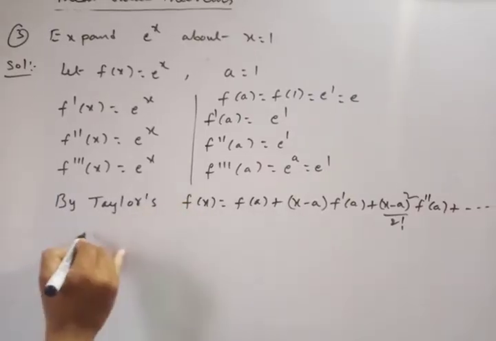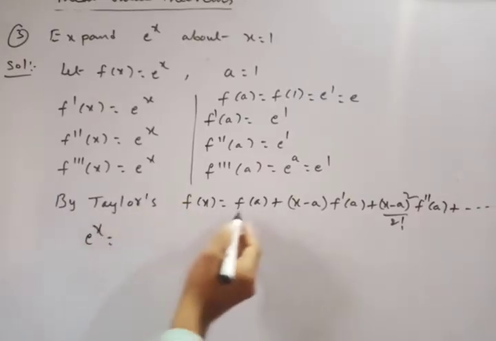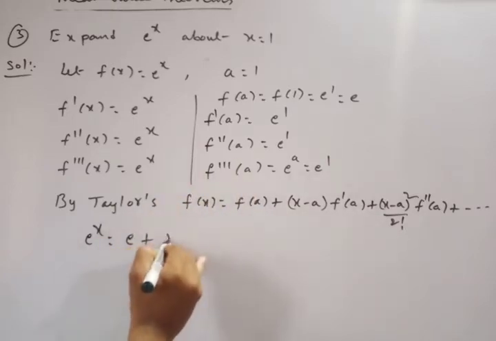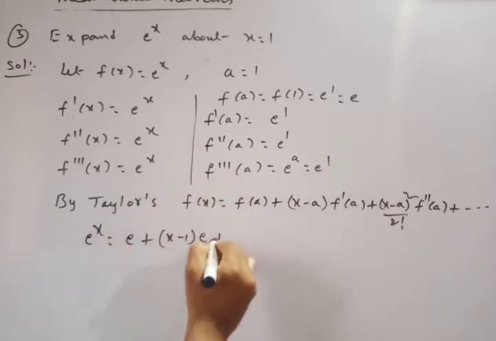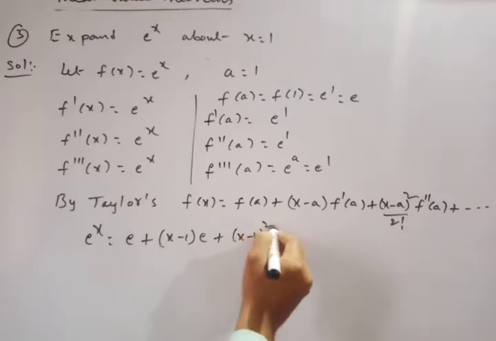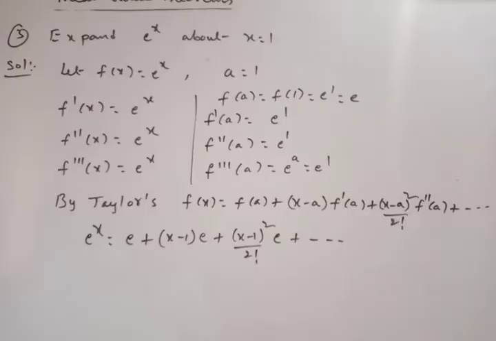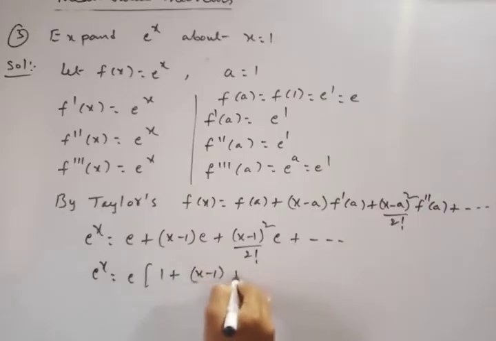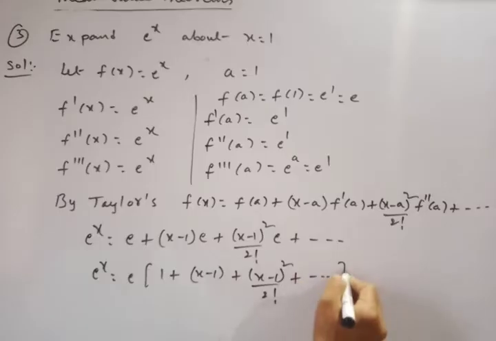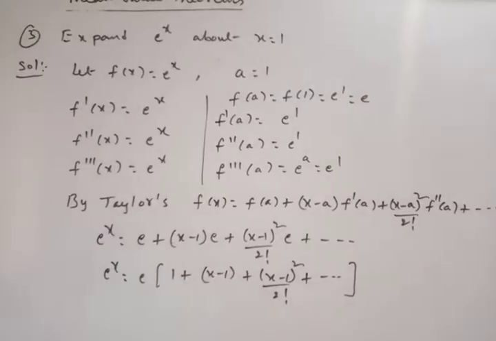Now substitute here. What is our f of x? f of x is e power x. f of a, how much am I getting? e, plus x minus 1 into f dash of a, e, plus x minus 1 whole square by 2 factorial, f double dash also e I am getting, right? So take out the e common: e power x is equal to e into 1 plus x minus 1 plus x minus 1 whole square by 2 factorial plus so on. This is the expansion of e power x about x is equal to 1. Like this you need to solve.